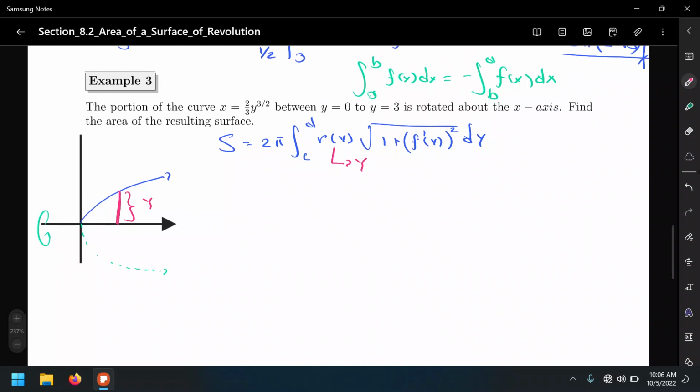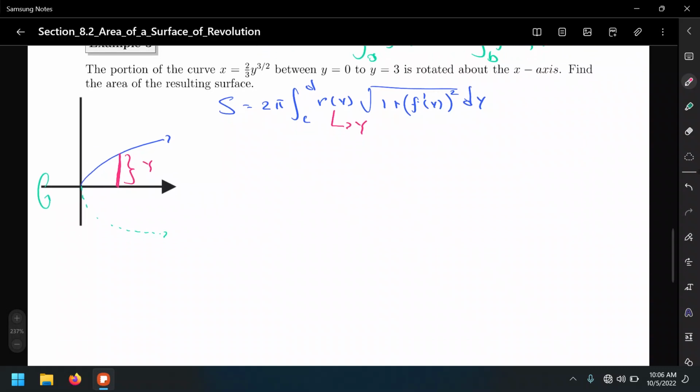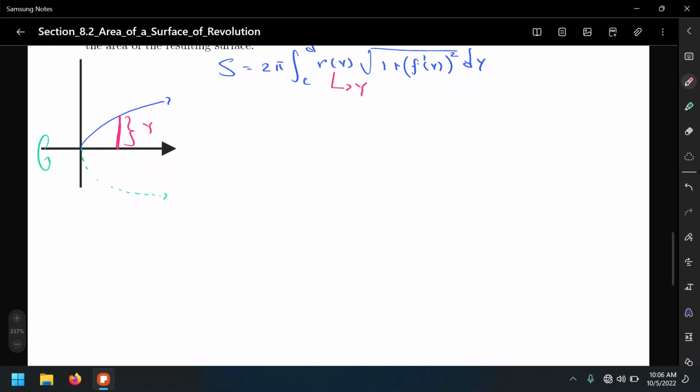So number one, how about we find the derivative of the function? The function is x equals 2/3 y to the 3/2, and let me call it f, because I already used f for the formula. F prime of y is 3/2 times 2/3, y to the 3/2 minus 1, that's 1/2. Cancel the 3's, cancel the 2's. F prime of y equals y to the 1/2, which is the square root of y.